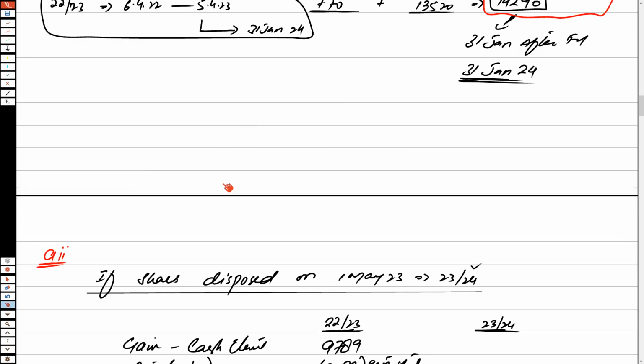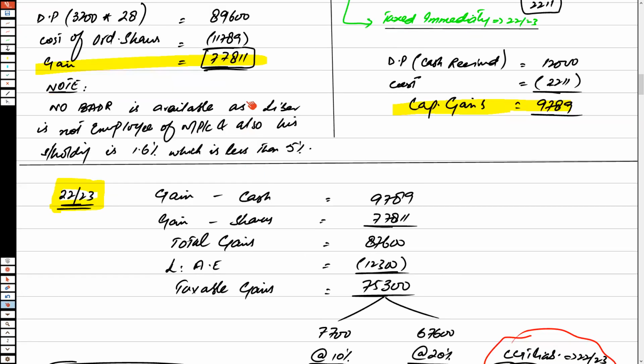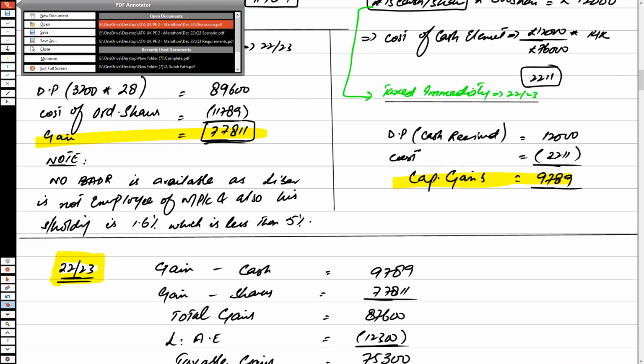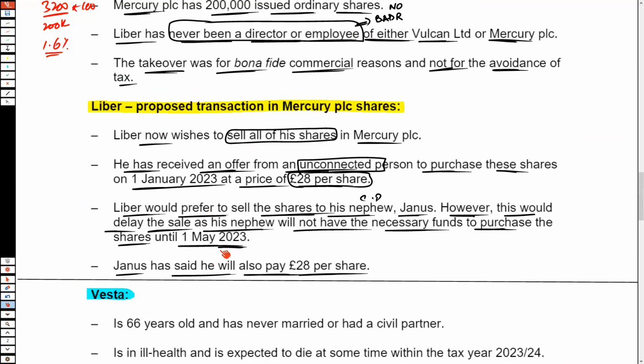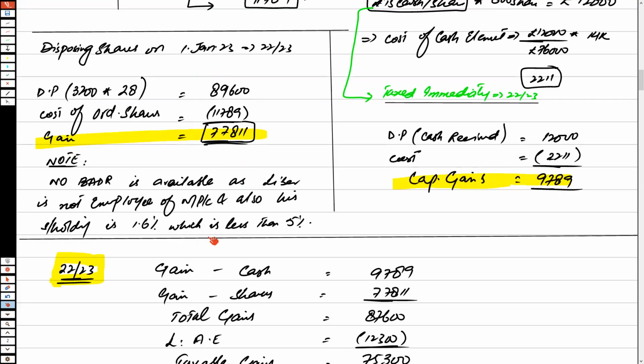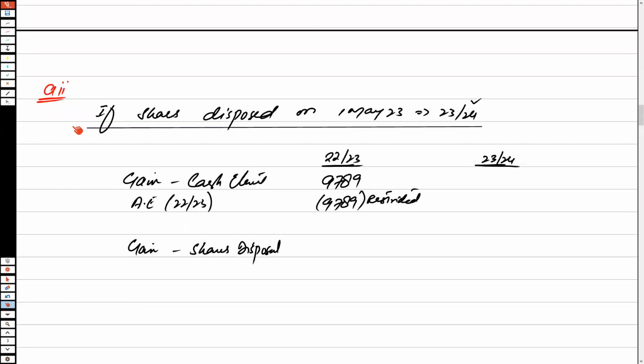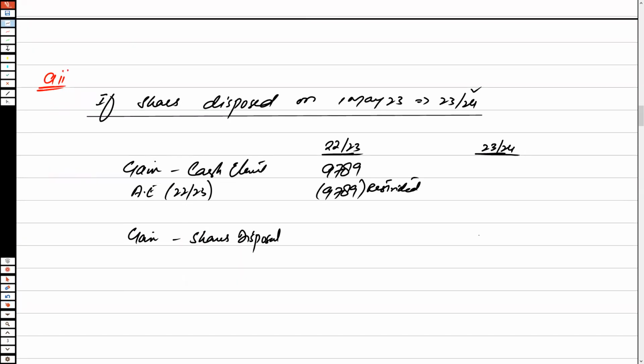What is the amount of gain? No need to calculate it twice because we have already performed the calculations, and there will be no change in the answer. If he sells these shares to his nephew on 1st May 23, the shares will still be disposed at the same market value, which is 28 per share. So no need to revise this calculation. Just take the gain amount 77811 and place it into the next year column.